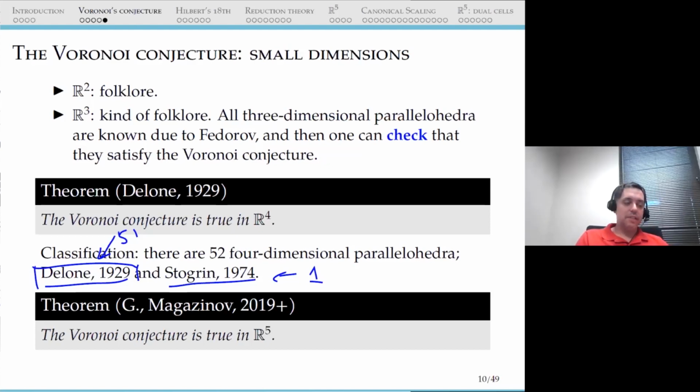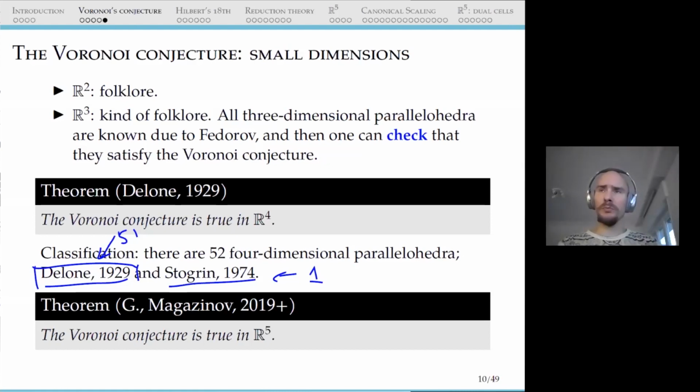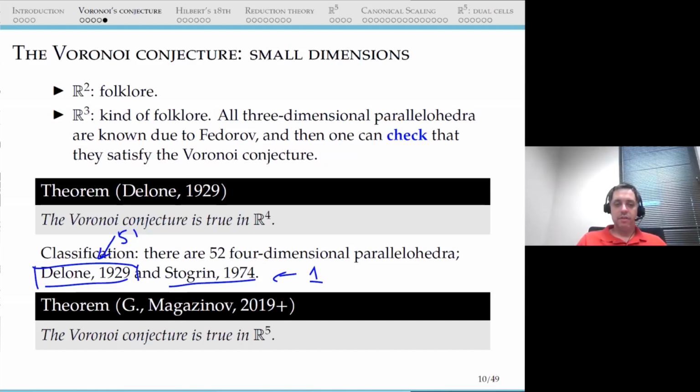Actually, one of the steps that I will discuss uses that kind of combinatorial equivalence. And actually, one thing that is known, and I'm going to discuss that as well, is that there is no known parallelohedron such that its combinatorics is not enough to give the Voronoi conjecture. So for all parallelohedra that we know, combinatorics alone is enough to force the Voronoi conjecture. So it's kind of a geometric conjecture, but apparently combinatorics alone is enough.